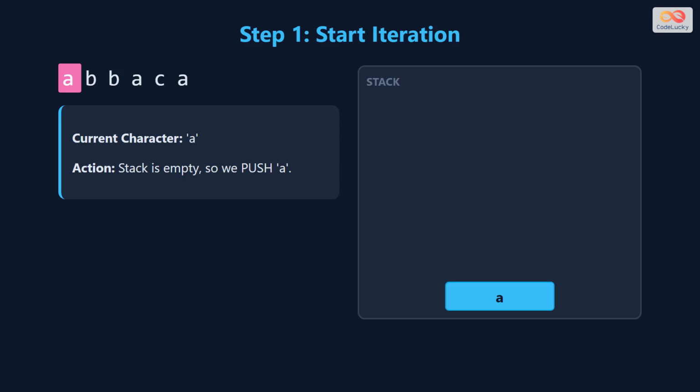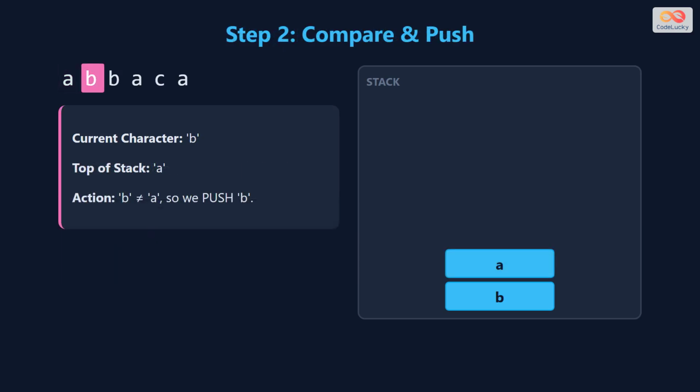Let's walk through the example abbaca. We start with A. Our stack is empty, so we simply push A onto it. It's waiting there to be compared with the next character. Next is B. We peek at the top of our stack, which is A. Since B is not equal to A, we push B onto the stack. Our stack now remembers the sequence AB.